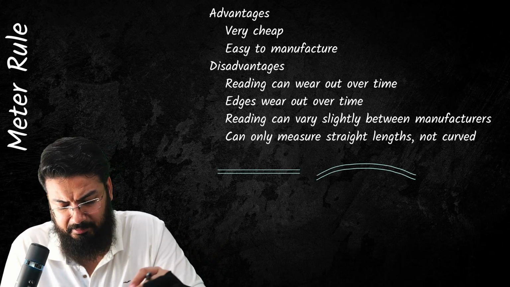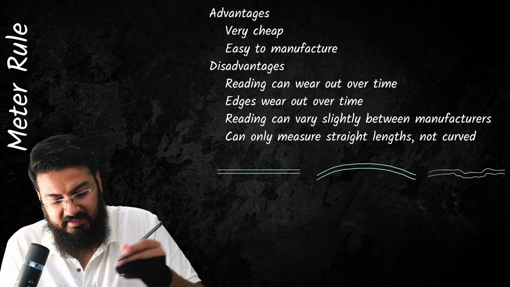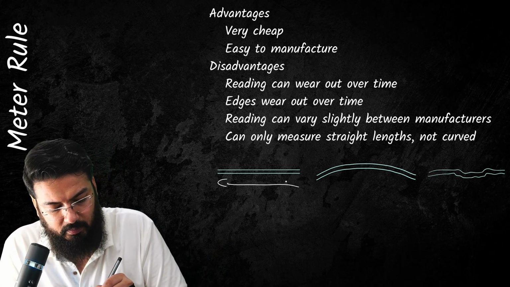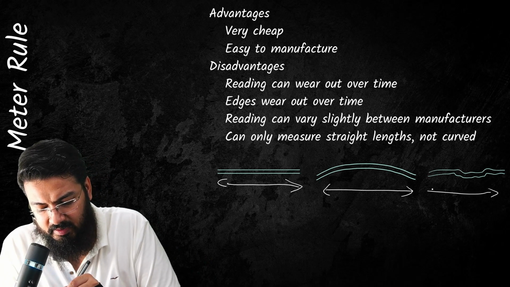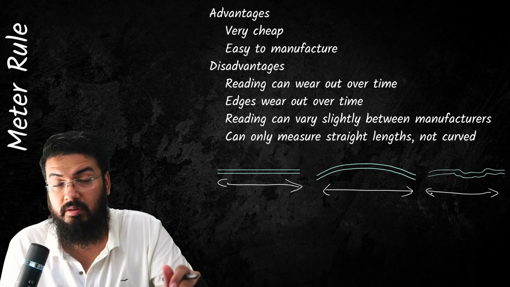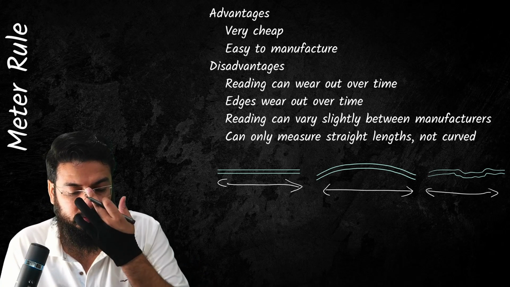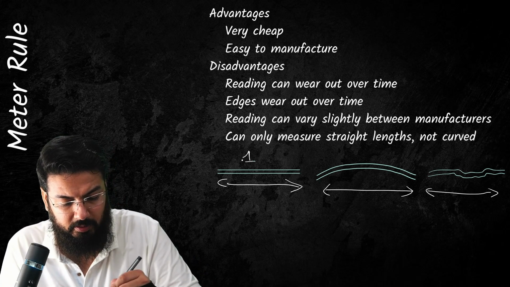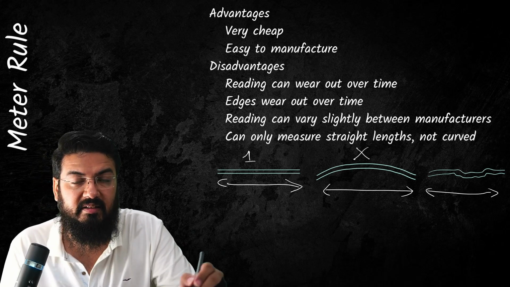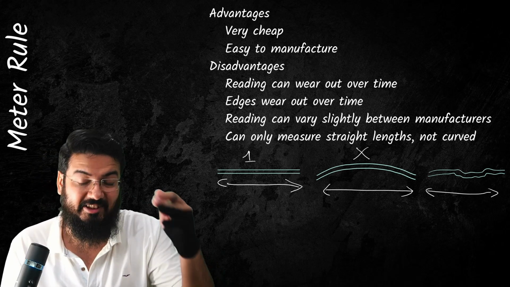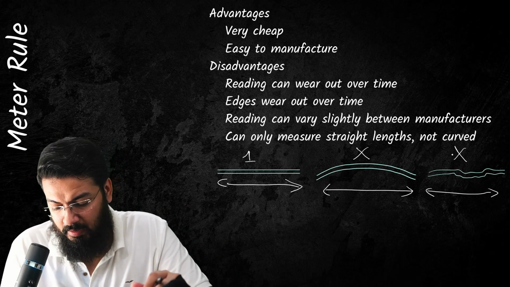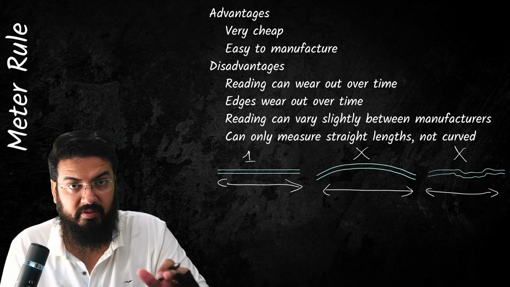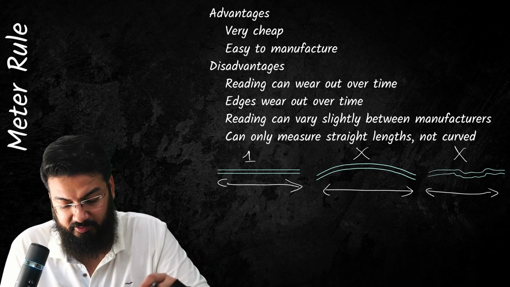So let's say, for example, you have these three lengths in front of you. Of course, the length over here would be this, the length over here would be this, and the length over here would be this. So which can you measure accurately using a meter rule? Of course, the first one. You cannot measure accurately the second one using a meter rule. Why? Because it's curved. And the third one, why? Because it's not uniform. Okay, so I hope that all of this about a meter rule has made sense.